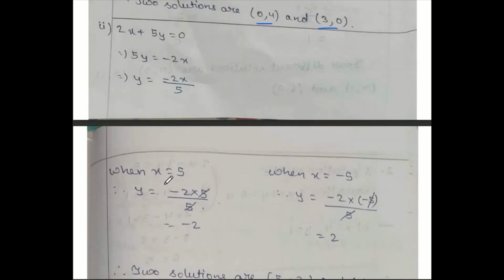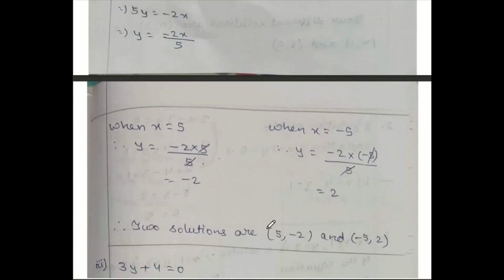That's why first I am selecting x equals 5. Therefore y equals minus 2 into 5 by 5. 5 cancelled, coming out minus 2. When x is equal to minus 5, therefore y equals minus 2 into minus 5 divided by 5. 5 cancelled, it becomes 2 only. Therefore two solutions are, inside the bracket (5, minus 2), first one, second one (minus 5, 2).